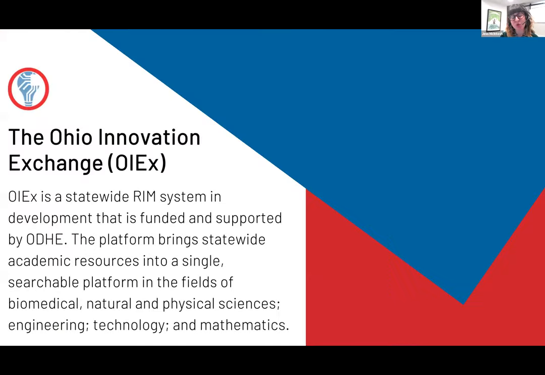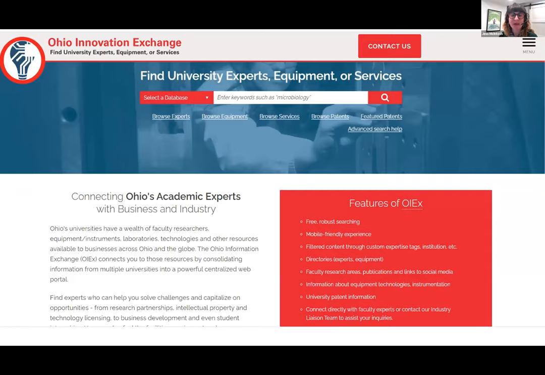The Ohio Innovation Exchange, or OIEX as I will refer to it, is a statewide RIM system that's in development, funded and supported by the Ohio Department of Higher Education. The platform brings statewide academic resources into a single searchable platform in the fields of biomedical, natural and physical sciences, engineering, technology, and mathematics. The goal of the Ohio Innovation Exchange is to enhance efficiency for collaborators or companies to quickly find and connect with faculty, researchers, equipment, or labs. Researchers can also use OIEX as an online research profile while accessing impact metrics and scholarship.